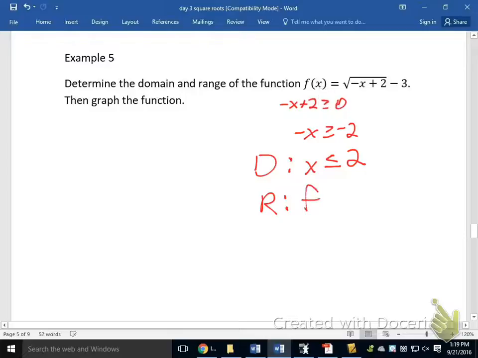F of x is in this case going to be greater than or equal to because it is a positive root. And it's going to be greater than or equal to negative 3. All right, there's my domain and range.